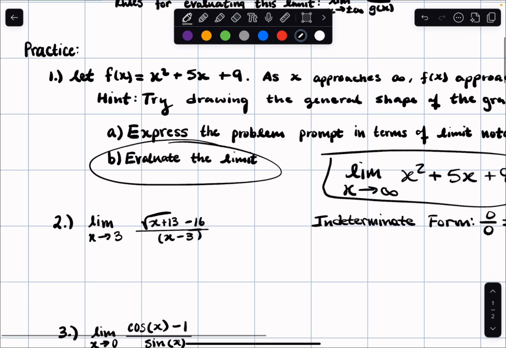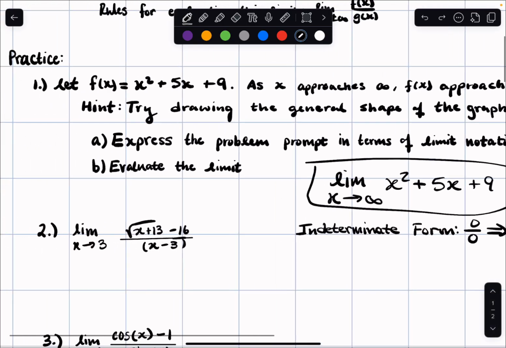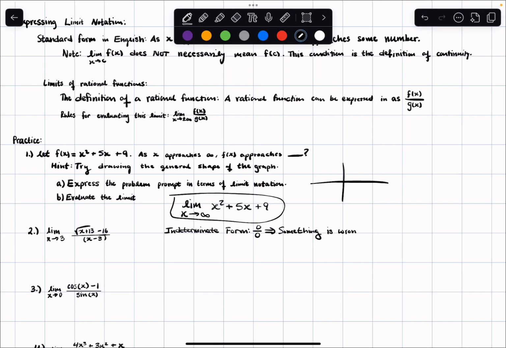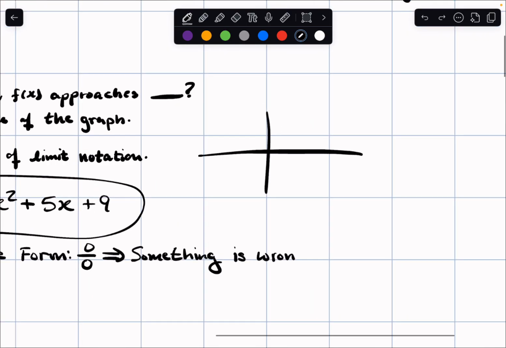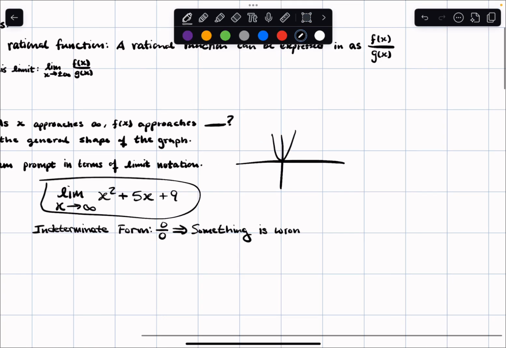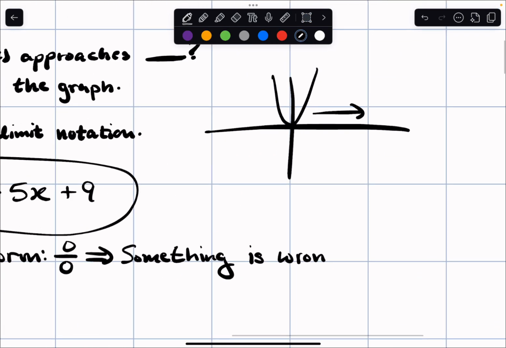Now let's evaluate the limit. So let's look at the general shape of the graph like it tells us. So this would be my trusty graph. This is a quadratic function, and it's going to be opening upward. So it's going to look like this. Maybe a little more U-shaped like that, and touching the origin, right? We can move this down a little, make it more accurate, right? So as we go towards infinity, positive infinity is that direction. So it's going to be also positive infinity up here. So our answer will be positive infinity.